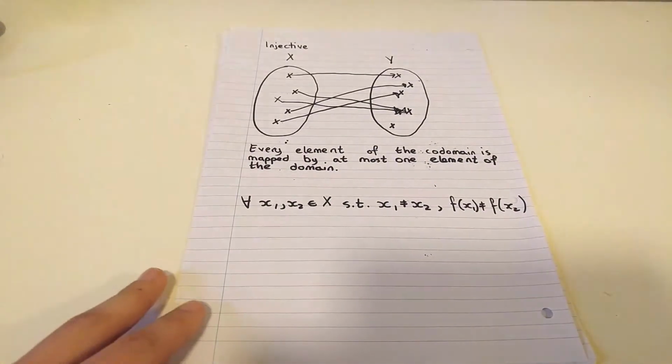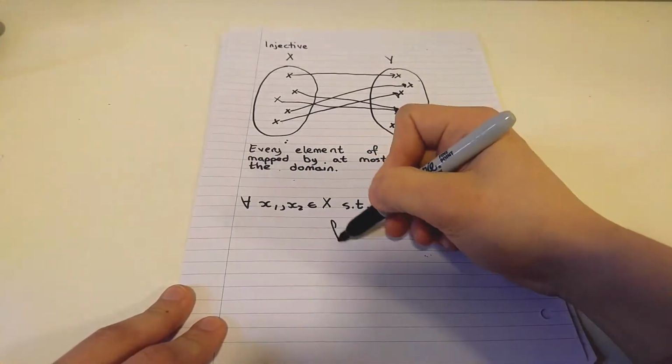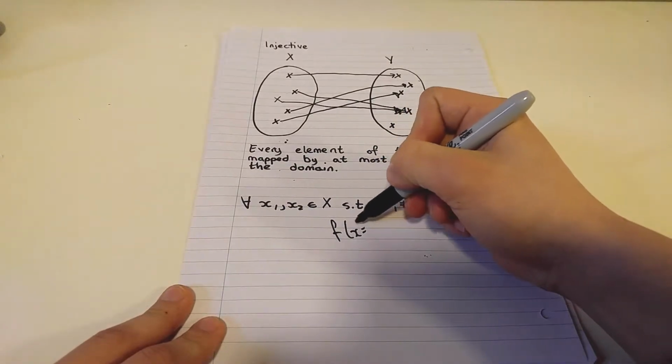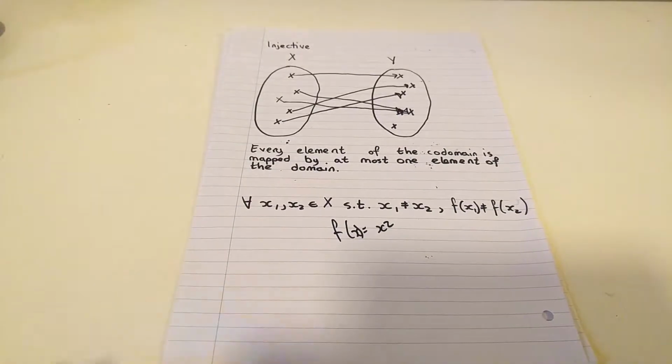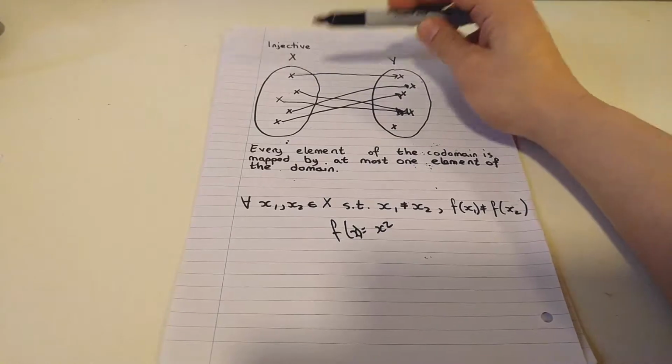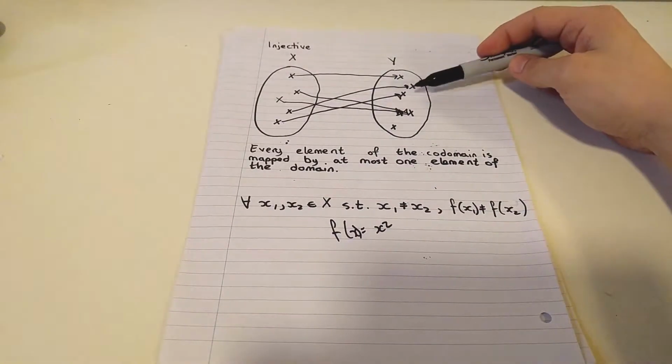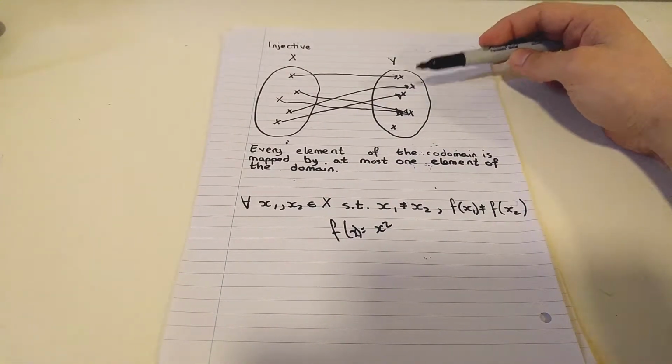A good example of this is the function f of x equals x squared. This is because if you think about x equals minus 2, that's equal to 4, and x equals 2, that's equal to 4 as well. There are two different values within the domain which map onto one value of the codomain.